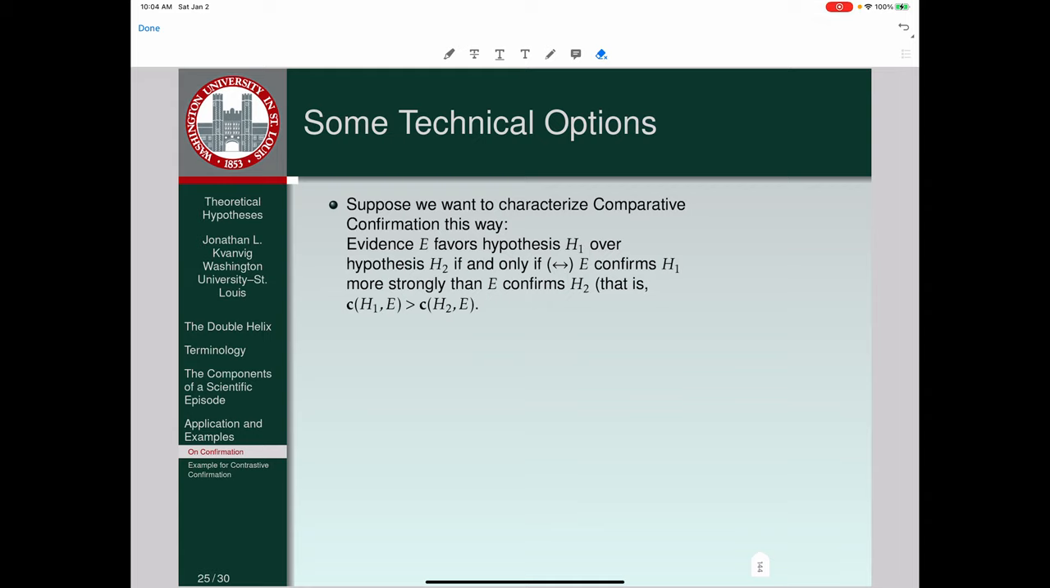So you've got two hypotheses, think the greenhouse model and the Lorentz model, and you've got some evidence. And you want to know, does that evidence favor one of these hypotheses over the other? How do we tell that? Well, we just ask whether the evidence confirms one of them more strongly than it confirms the other. If you like symbols, we'll use the bolded C for our confirmation relation symbol. So does the confirmation relation that holds between E and H1 strictly exceed that for the relation that holds between E and H2?